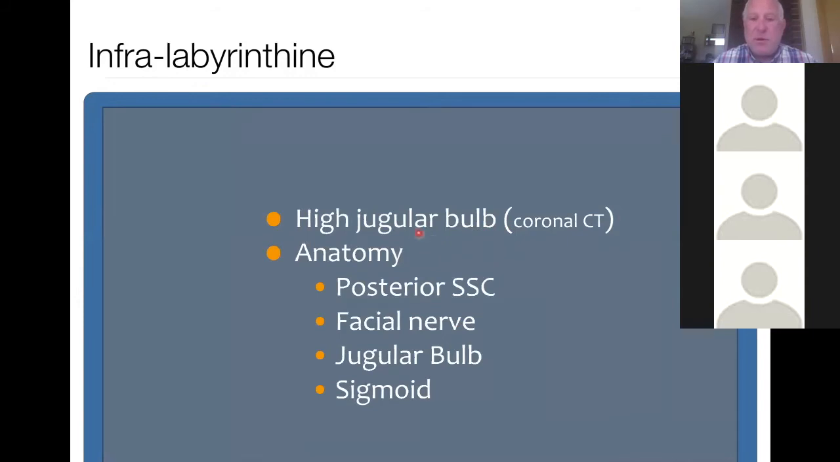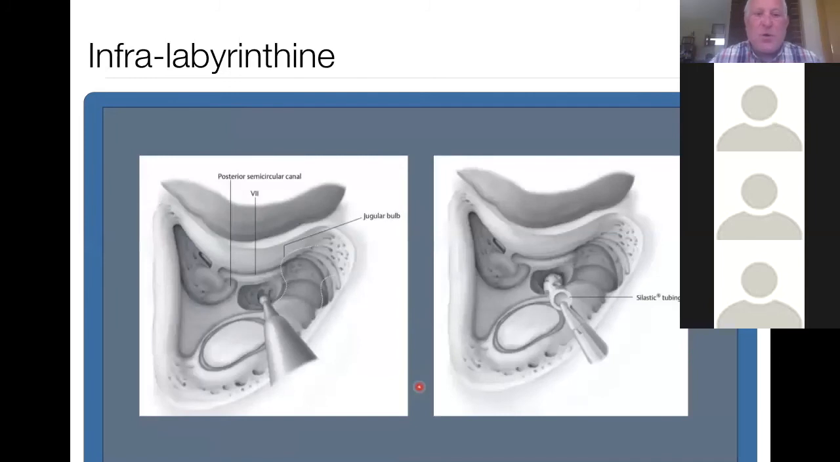Should you be able to do this approach, the most important structures for the infra-labyrinthine are the posterior semicircular canal, facial nerve, jugular bulb, and the sigmoid. So here's what it looks like. We've done our simple mastoidectomy. We've identified the posterior semicircular canal, the facial nerve, the jugular bulb, and the sigmoid sinus.